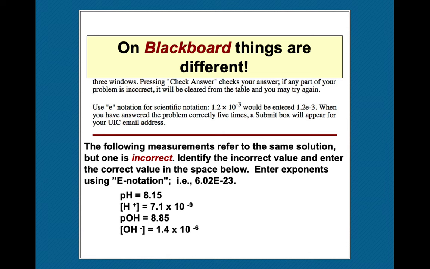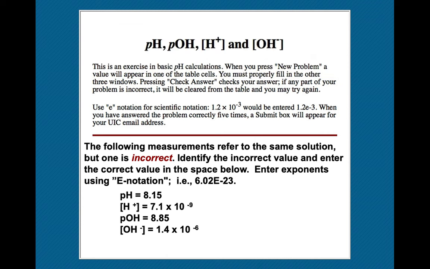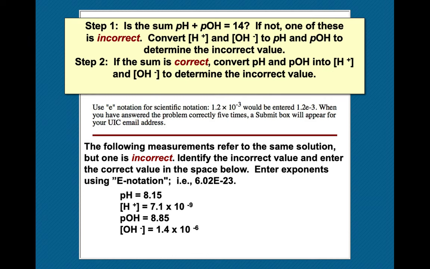We know that pH plus pOH is 14, right? So let's look at our pH and pOH and see if they're 14. If they're not, then one of these is wrong. So step one. 8.15 plus 8.85. Well, that's 17, isn't it? Not 14. So one of these is wrong. So we've narrowed it down.